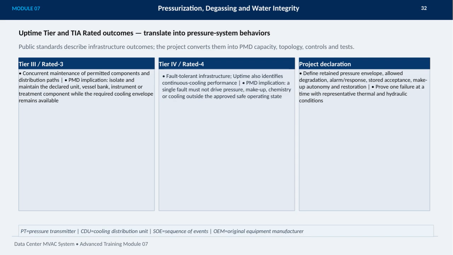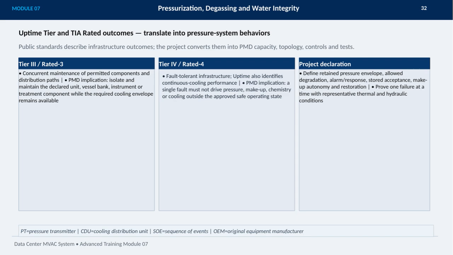For Tier 3 or Rated 3 systems, the key requirement is concurrent maintenance of permitted components and distribution paths. This means you can isolate and maintain any specific unit, vessel bank, instrument, or treatment component without losing the essential cooling environment. Moving to Tier 4 or Rated 4, the infrastructure must be fault-tolerant and support continuous cooling performance even in the event of a failure. This requires that a single fault cannot disrupt pressure, makeup water, chemistry, or cooling beyond safe operating limits.